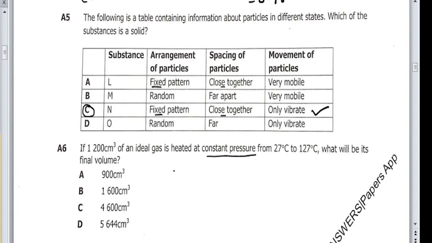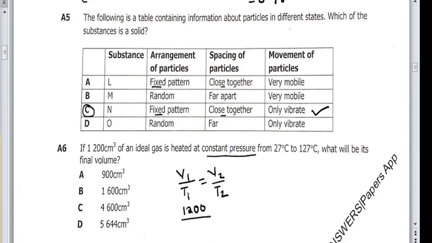If the pressure is constant, you've just been given volume and temperature, we use this formula. V1 over T1 must be equal to V2 over T2. This is a formula that we call Charles law, where the pressure is constant. Now we start. They've given us 1200 cubic centimeters of volume as the first volume, so the first volume we have is 1200.